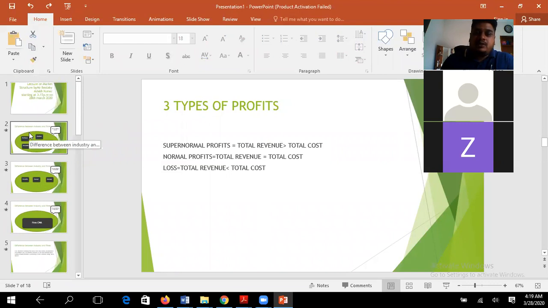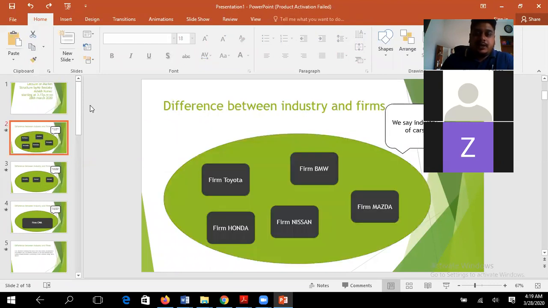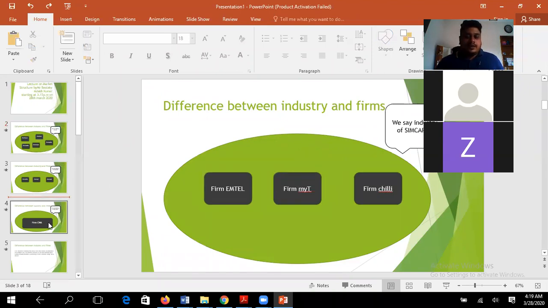A bit of recapitulation of what I did. We found the difference between firms and industry. The industry encompasses all the firms. We say industry of cars. In the industry of cars, we have firm Toyota, firm BMW. We don't say industry of BMW. We say industry of cars. Under the industry of cars, we have these firms. We say industry of SIM cards, we have these firms.